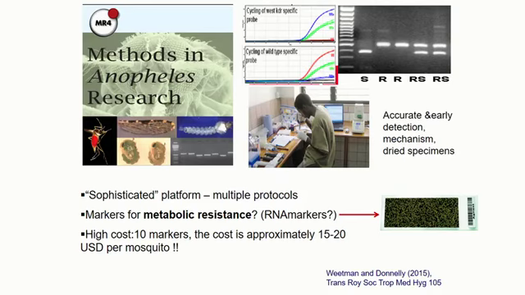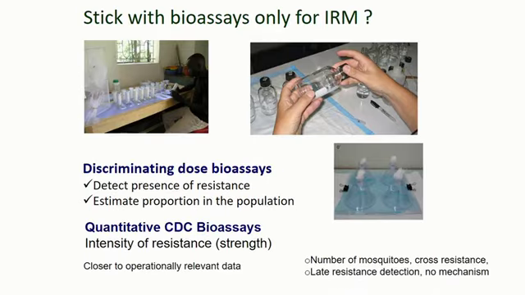They require sophisticated platforms, and also, as mentioned previously, the markers for metabolic resistance, which are RNA markers, are lacking and can only be assessed via microarrays, which is very difficult to perform and very difficult to explain as a methodology. And also the cost is very high. So what should we do? Shall we stick with bioassays?